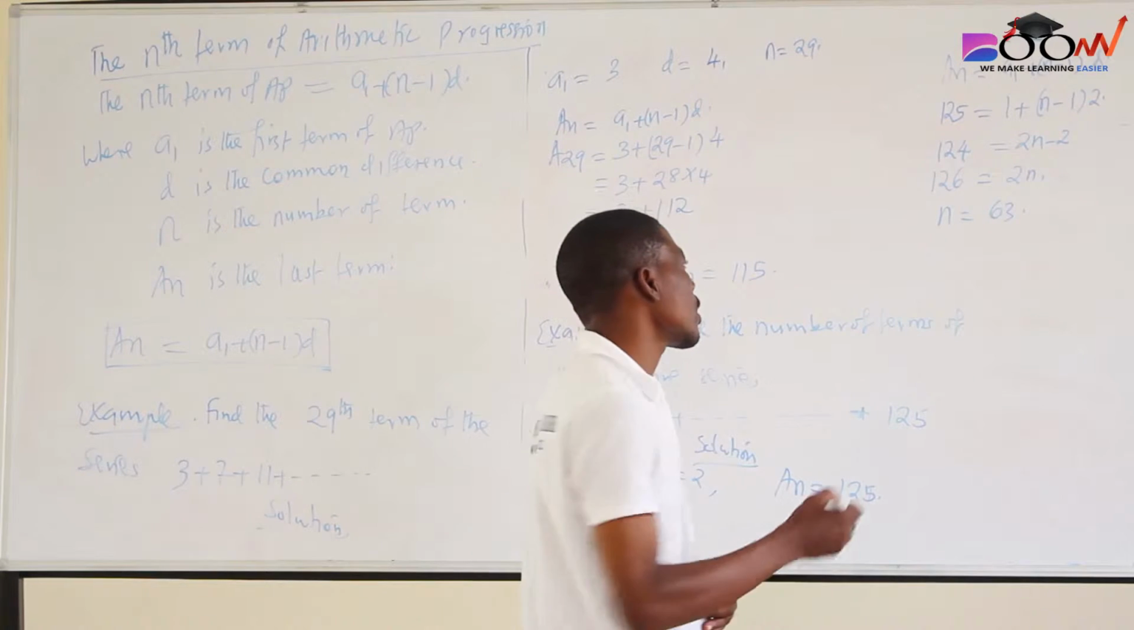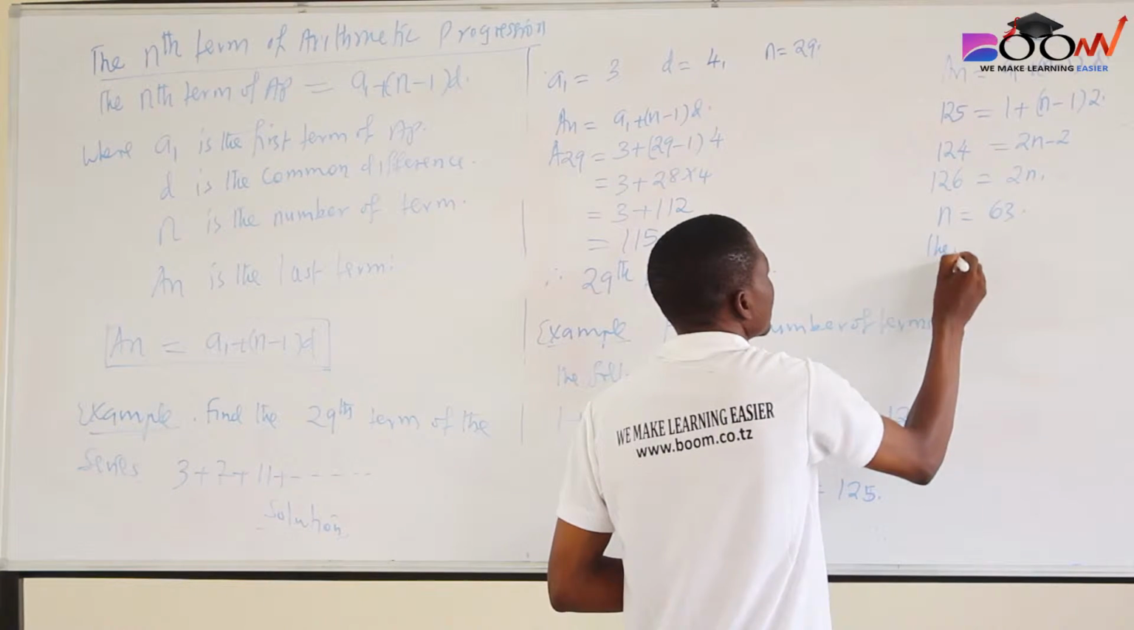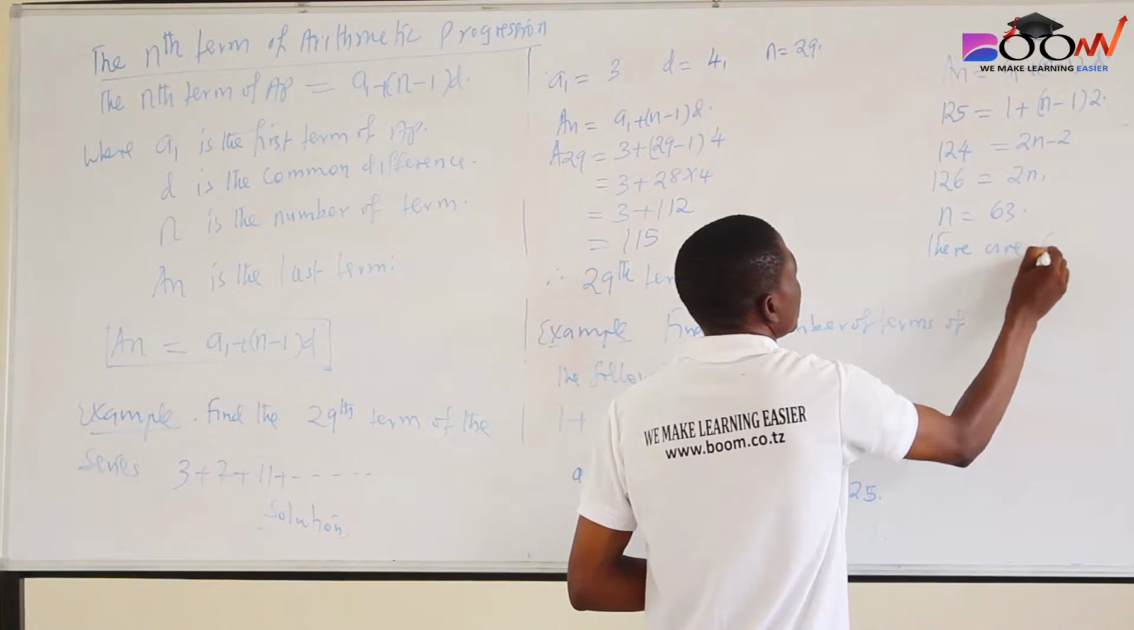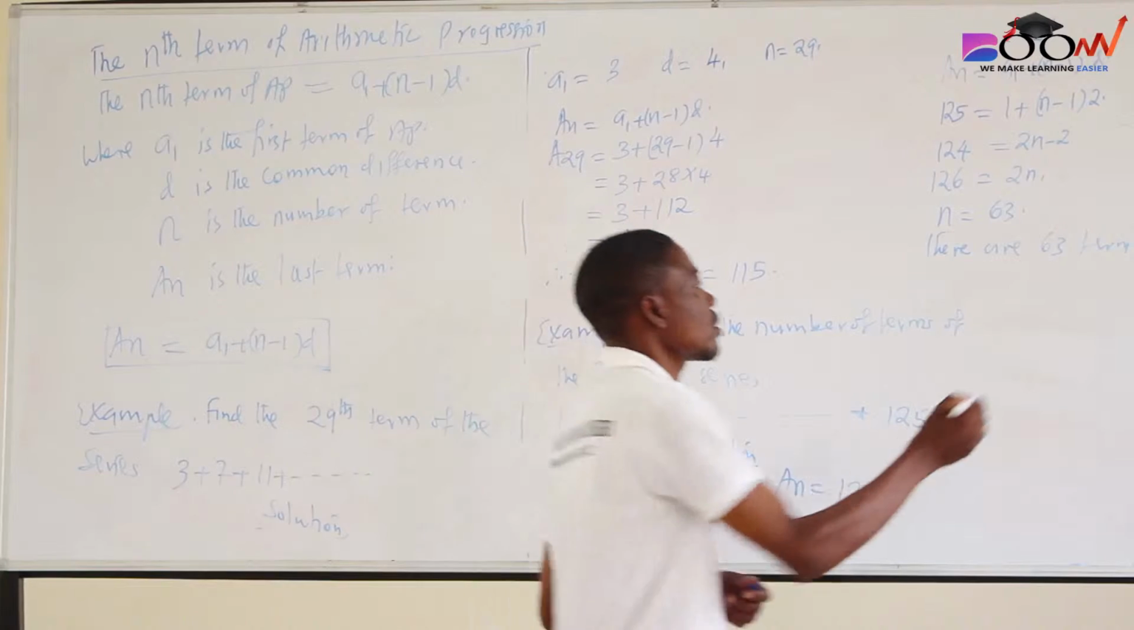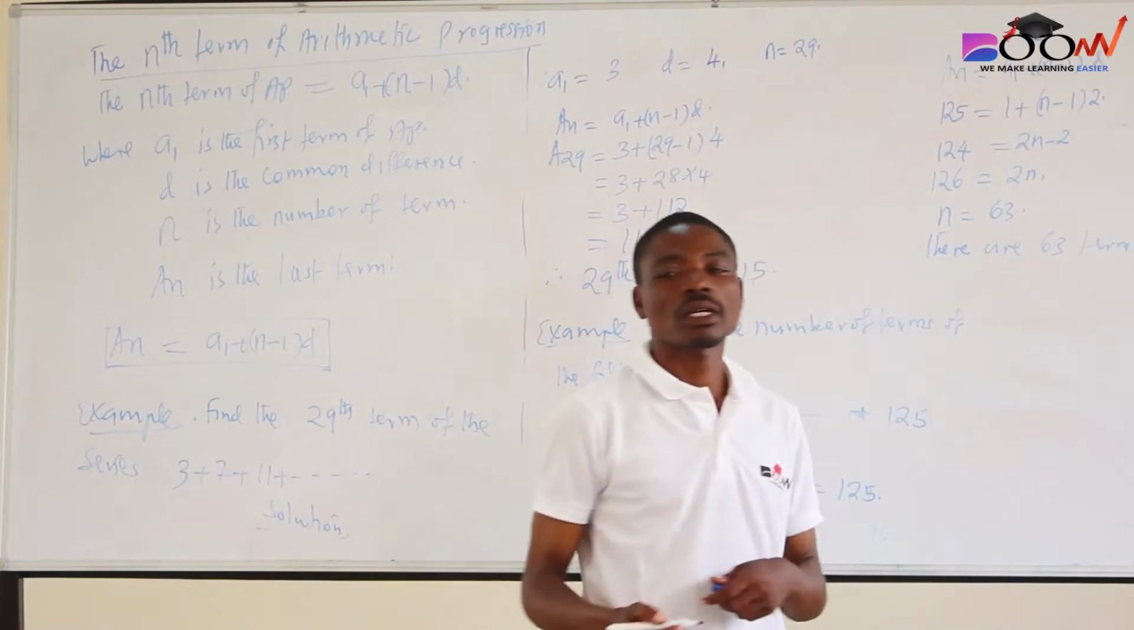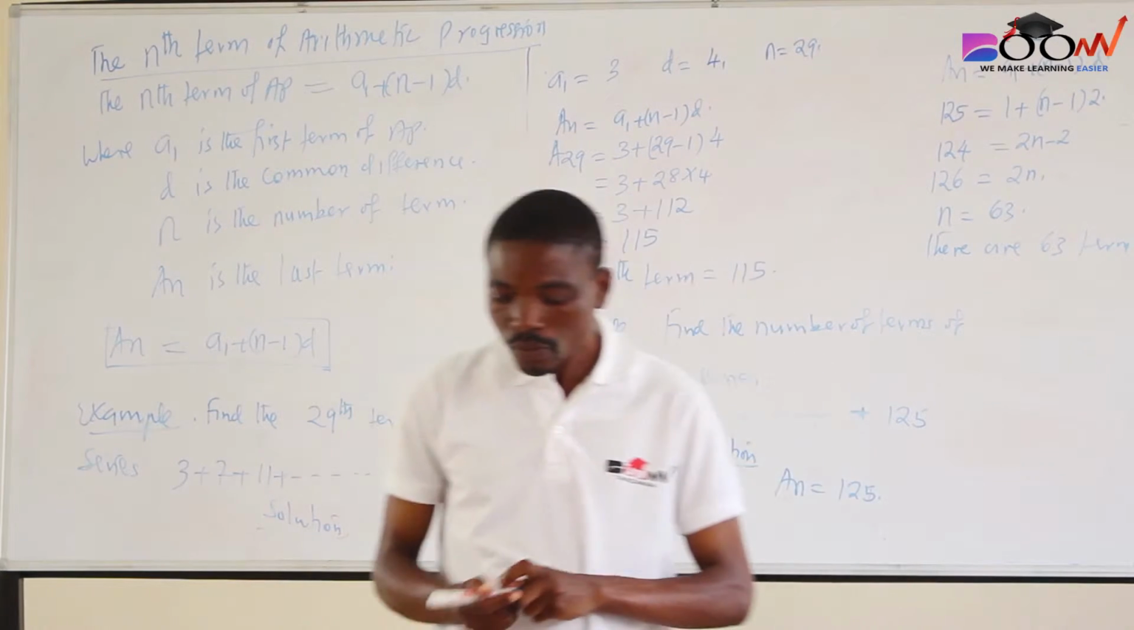How many terms are there now? There are 63 terms. That is the number of terms.